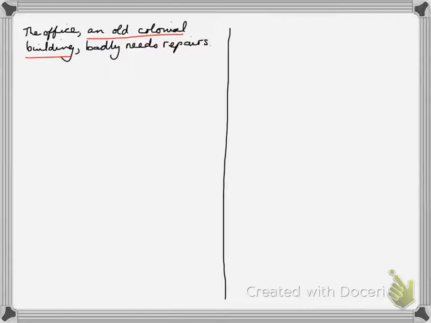And so we're really talking about the office. This is my subject. Needs repairs. This is my verb. And this is an appositive phrase, okay? And it's surrounded by commas. Let's look at another.